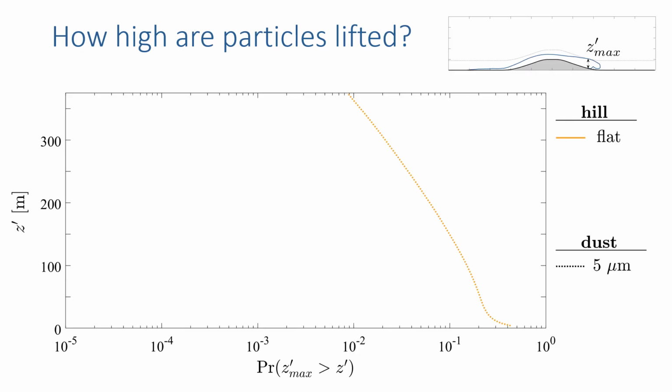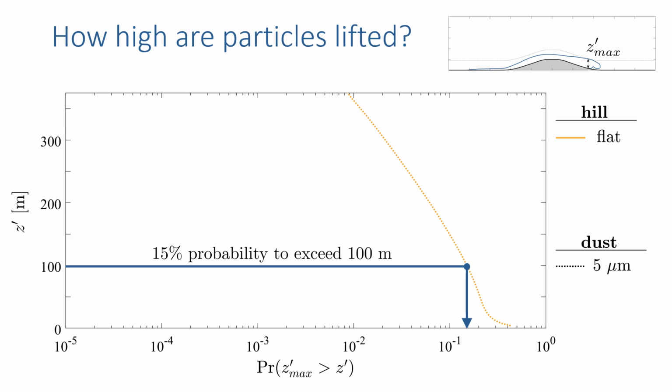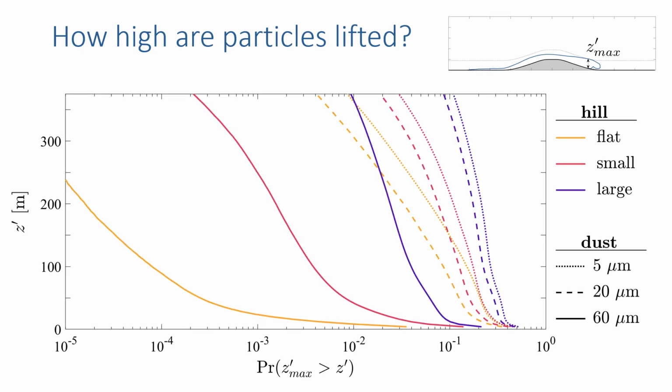The plot here shows the probability PR along the horizontal axis that a particle will reach above the altitude Z prime along the vertical axis at any point along its trajectory. For example, if we want to know how likely it is for particles to reach above 100-meter altitude, we can follow 100 meters over to the curve and then downward and see that it intersects around 0.15, indicating there's a 15% probability for a flat terrain with 5 micrometer dust that the particles will exceed 100-meter altitude.